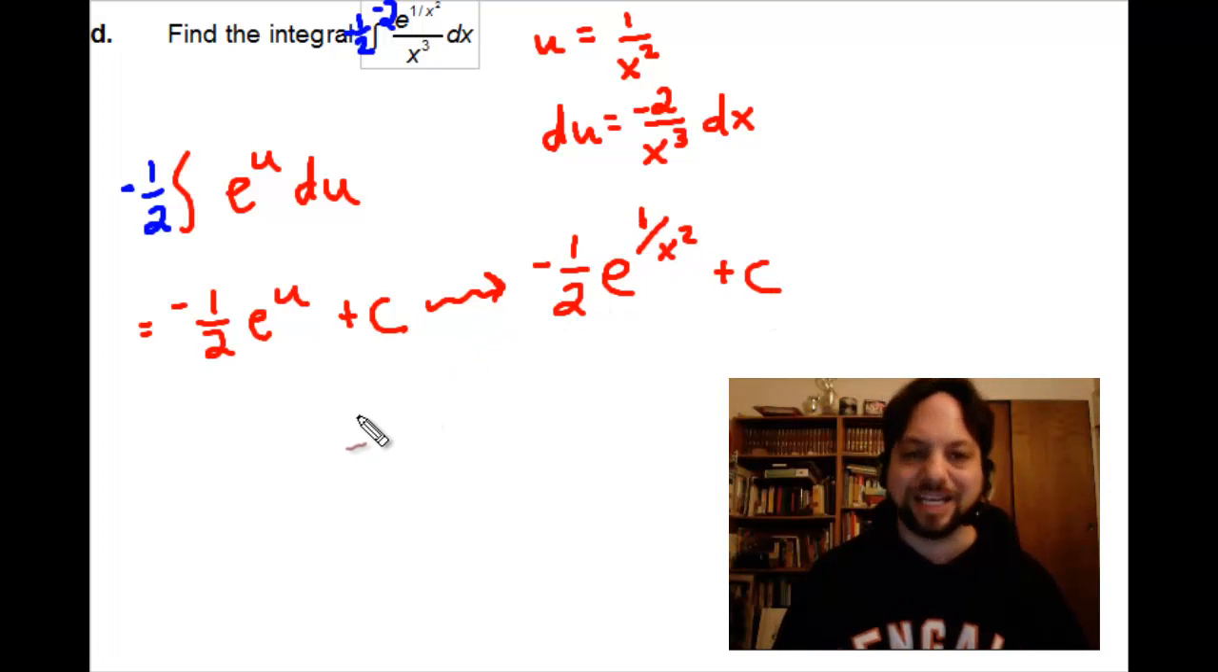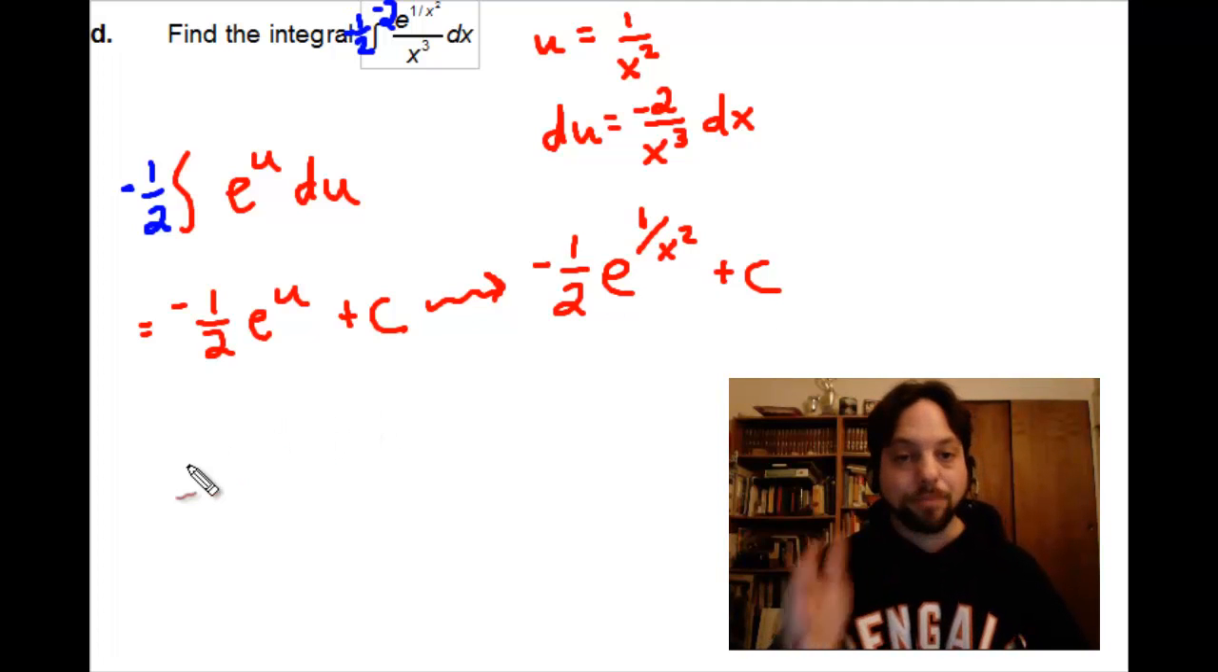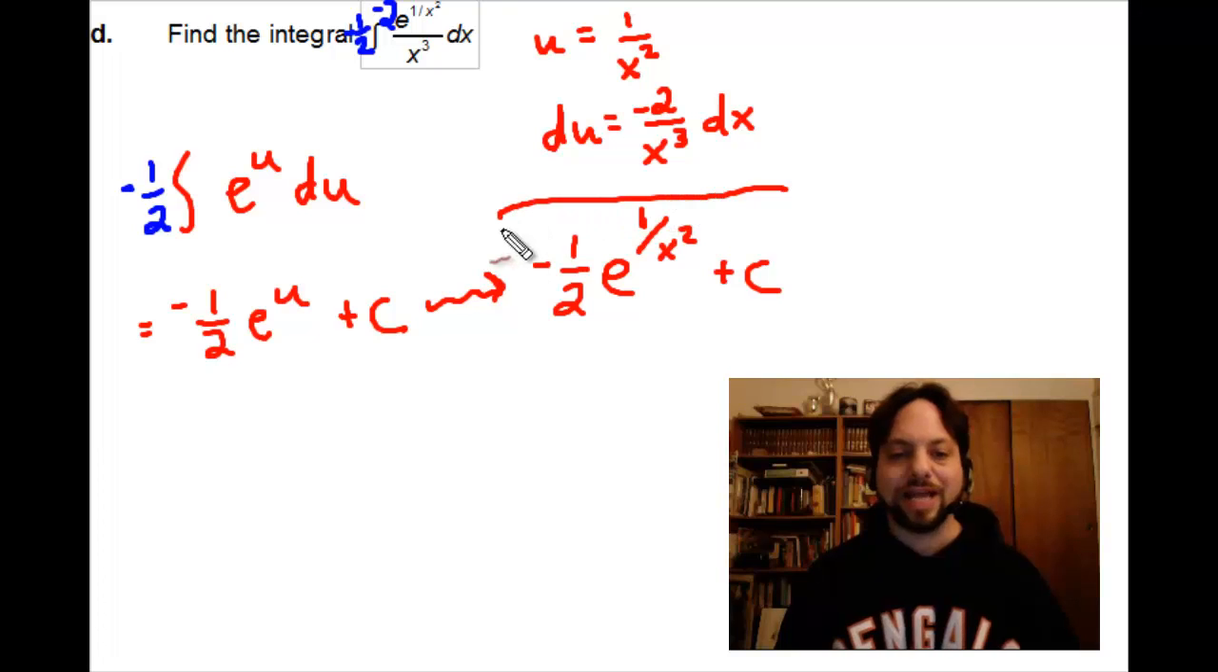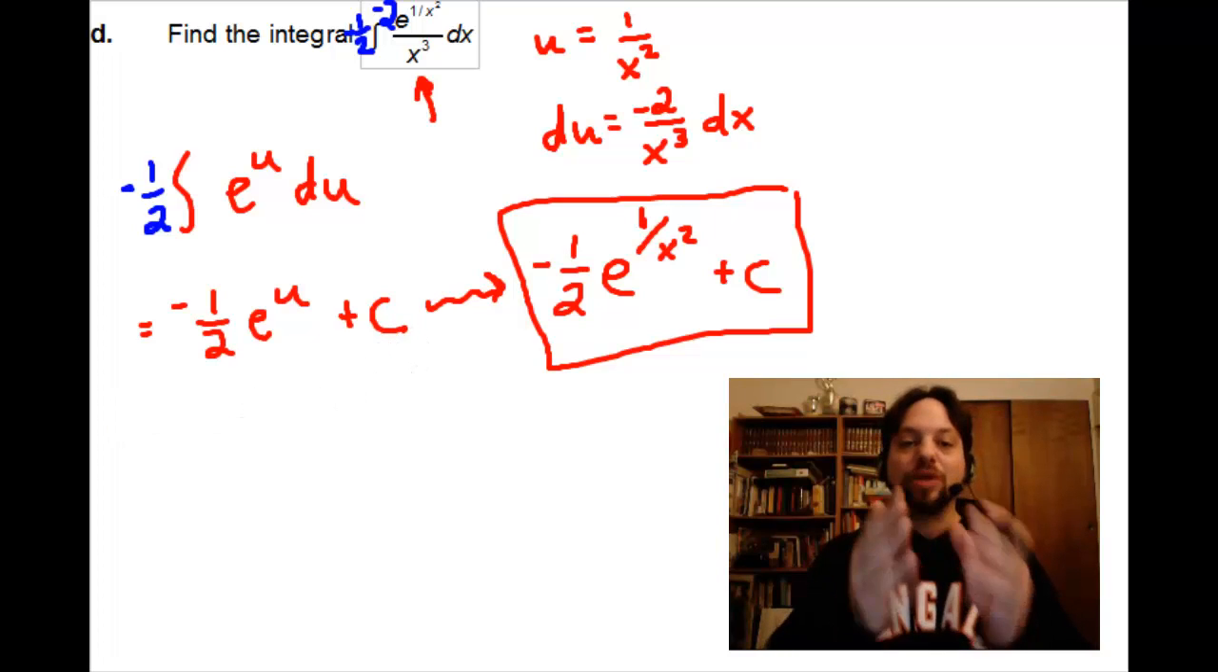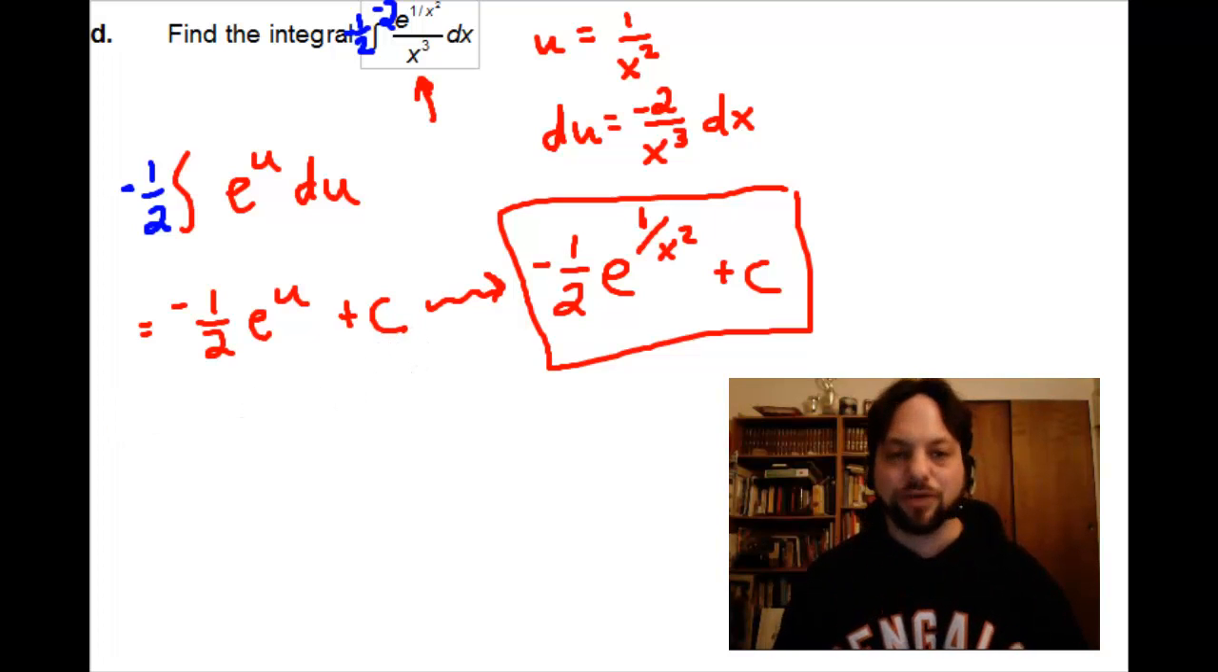Could it really be that easy? That almost seems like it was too simple. But go ahead and prove it to yourself. Go ahead and differentiate our result and see what you get for your derivative. I have a sneaking suspicion it'll be exactly where we started. Give it a shot and try. And when you're satisfied, we can go ahead and move on to example E.